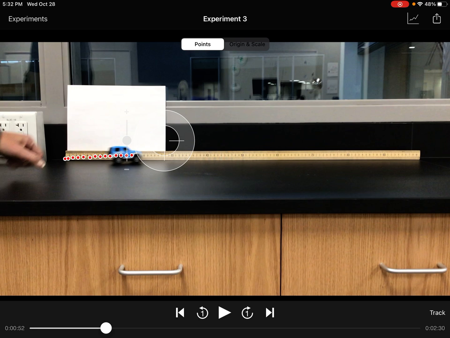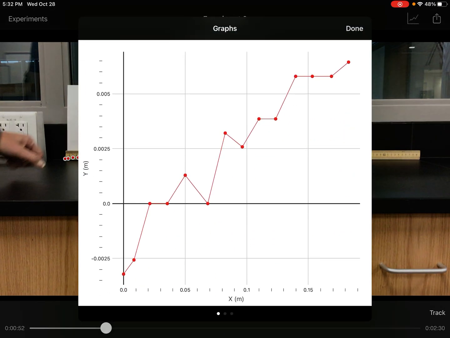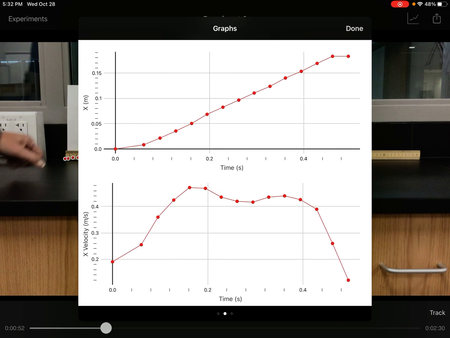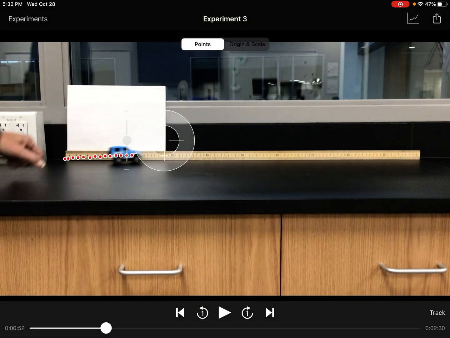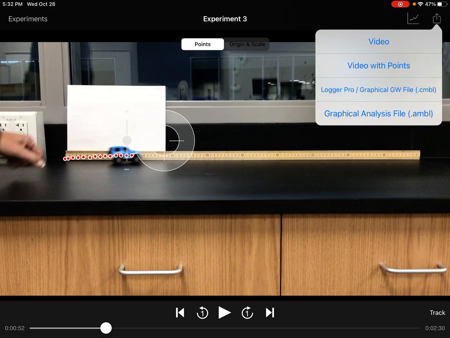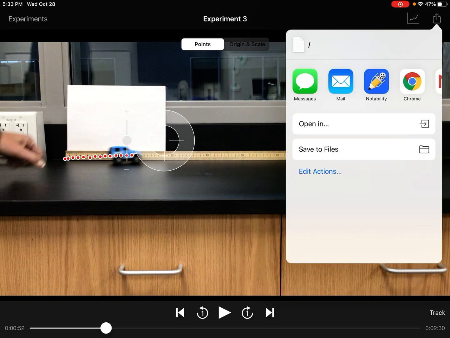That looks good. Okay, then we're gonna press this graph button in the upper right-hand corner, and we see the X and Y position. And actually what I'm really interested in here is the X, the horizontal position. So that looks pretty good. The top graph looks nice and straight. So what I'm going to do next is export this to Graphical Analysis.